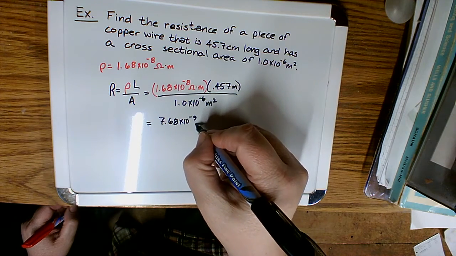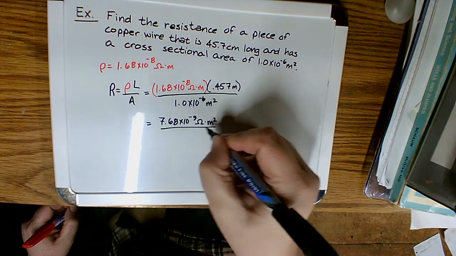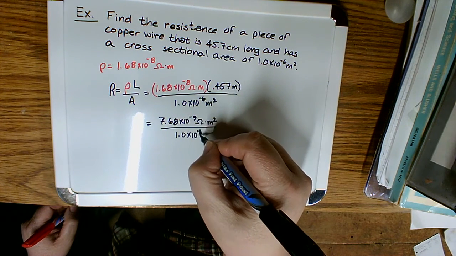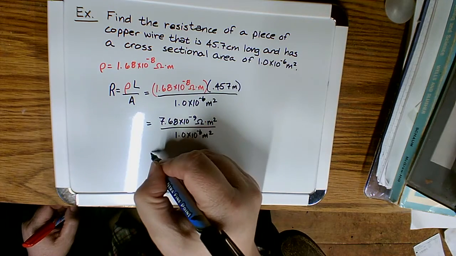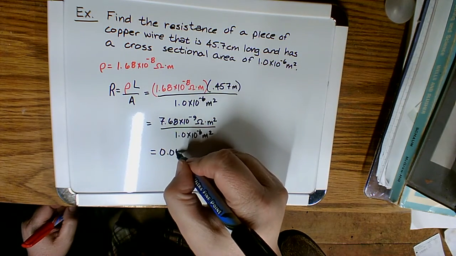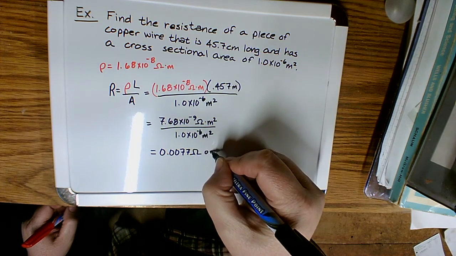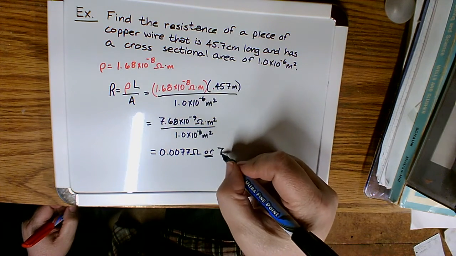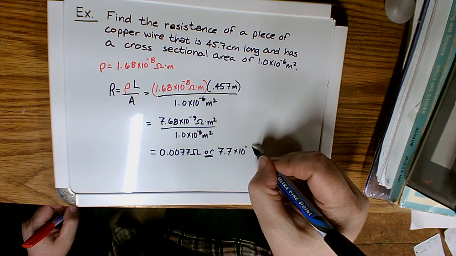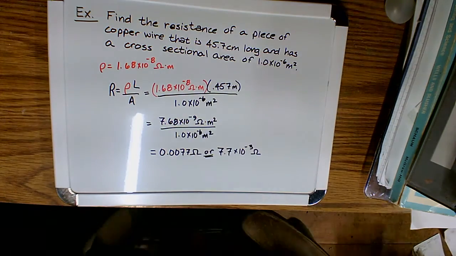square meters. Now, as we do the equation at the top here, we're going to get 7.68 times 10 to the minus 9th ohm meters squared, divided by the 1.0 times 10 to the minus 6th meters squared. And that's going to give us a resistance then of 0.0077 ohms, or 7.7 times 10 to the minus 3 ohms.